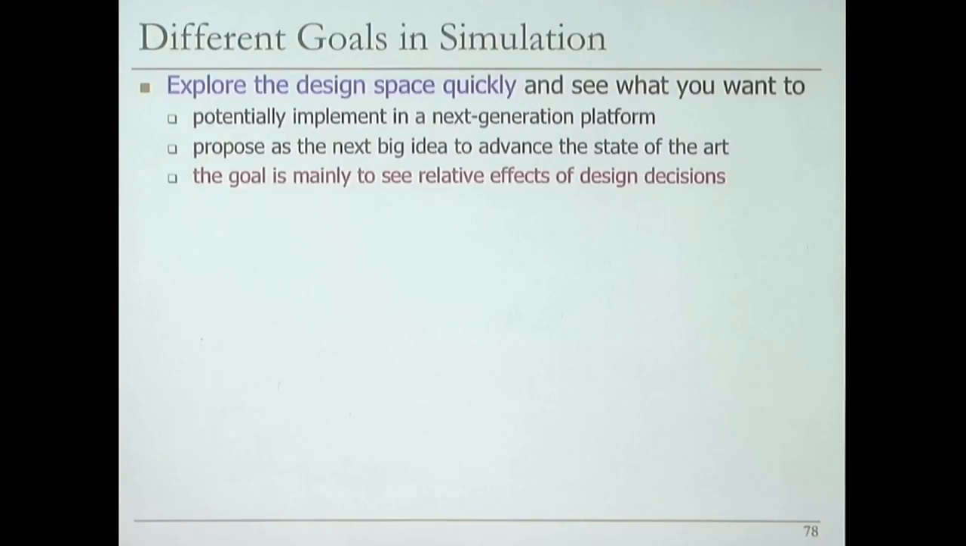So this is actually an important goal. That's the goal that people have in research, for example, or for ideas that you can potentially implement in a next-generation platform. You're working for, let's say, Intel, and you're the chief architect, and you have a bunch of architects working with you. You basically want to make a decision. Am I going to have a memory scheduler that has reinforcement learning in it, or am I going to have a memory scheduler that doesn't have reinforcement learning in it?